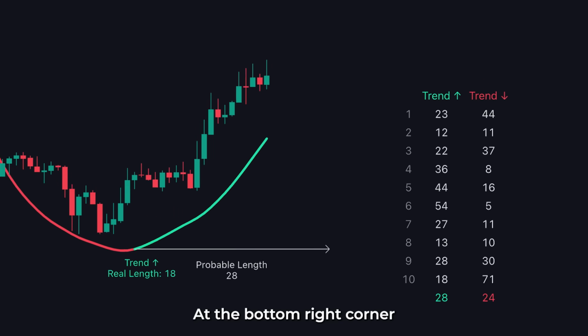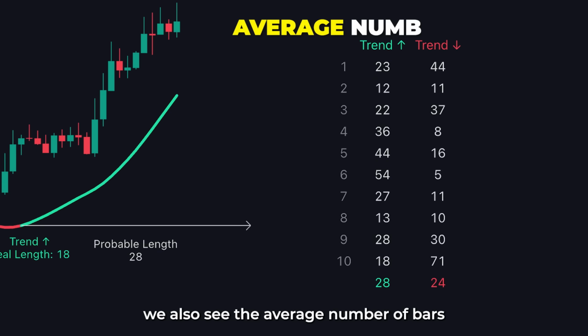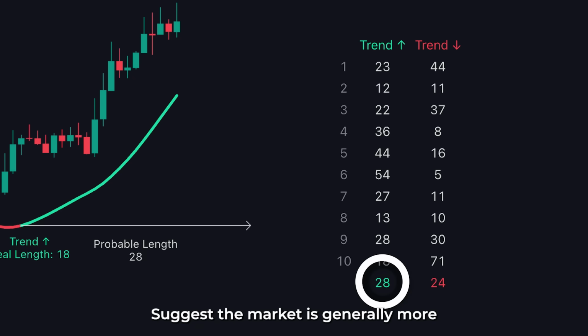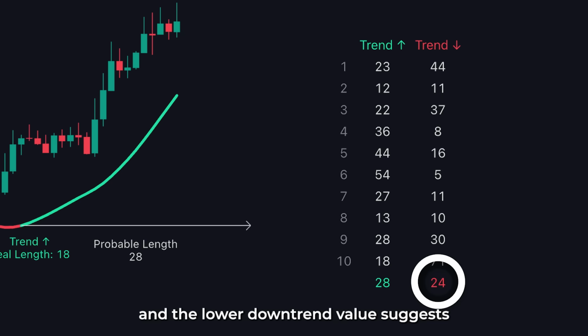At the bottom right corner, we also see the average number of bars for uptrends and downtrends. A higher uptrend value suggests the market is generally more bullish and long should be favored, and a lower downtrend value suggests bearish moves are shorter lived.